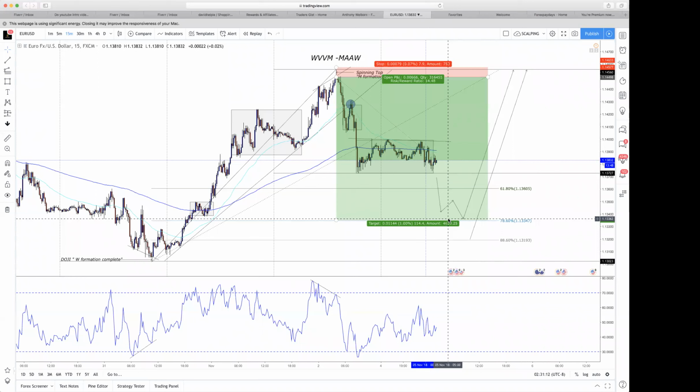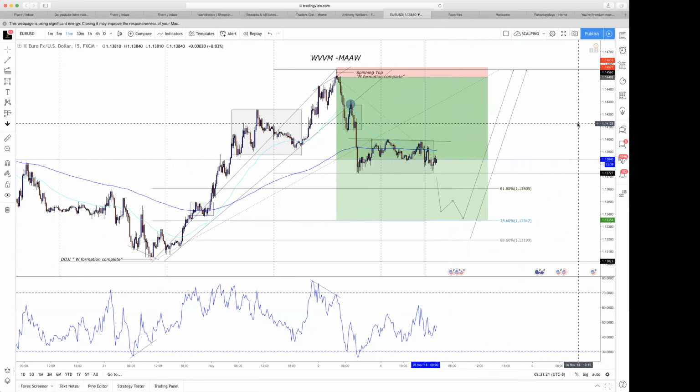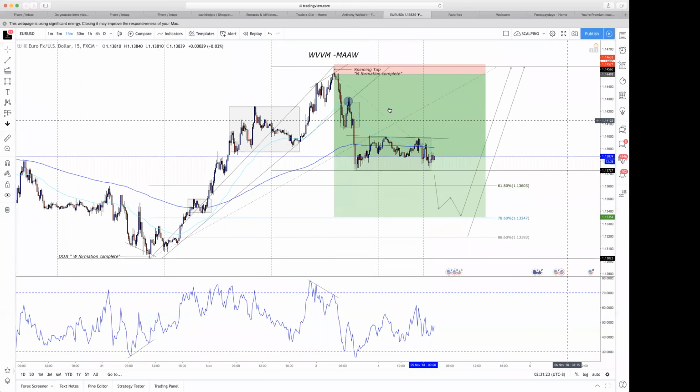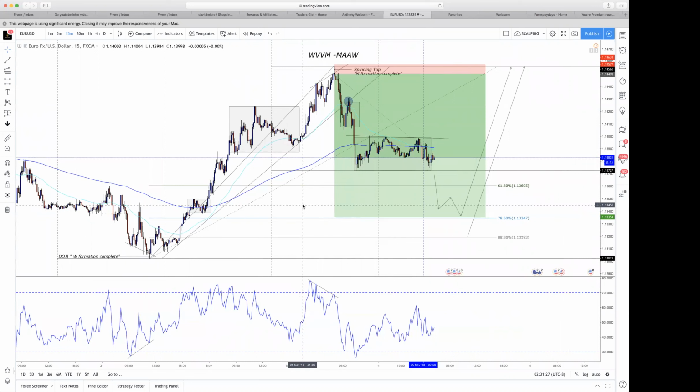Now, based on the timing and based on the W formation, it can happen today or tomorrow. So I'm just letting you guys know how I see the market, and that's how you approach the market, and that's how you execute the market.